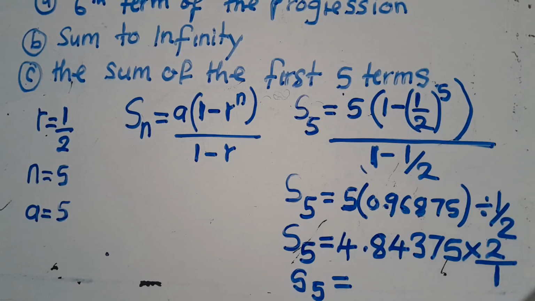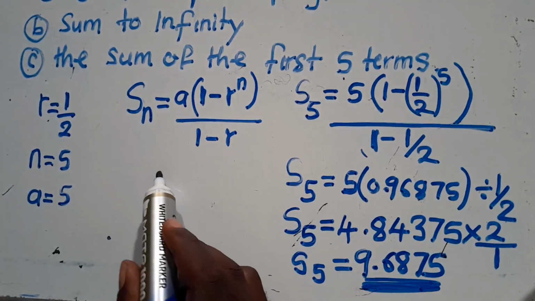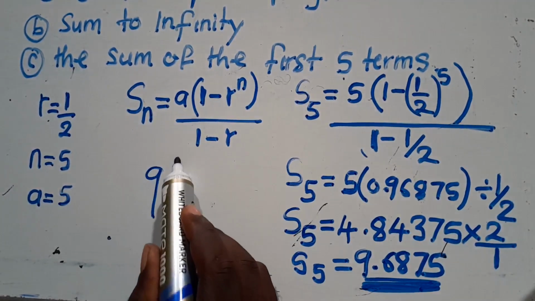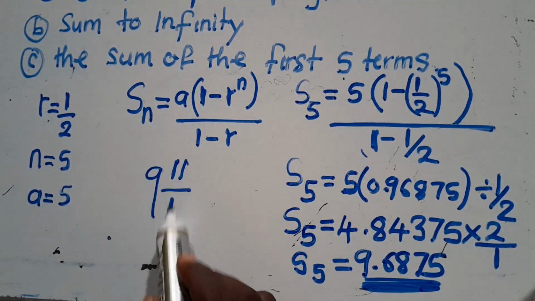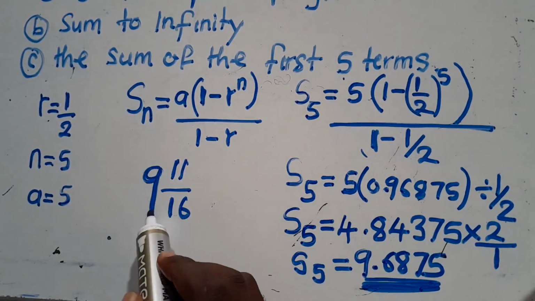I say times 2. What is my answer? My answer is 9.6875. This is the answer that I'm getting. If you were using points, you are going to get some. If you are using fractions, you are going to get something like 9 and 11/16. This is what you are going to get. So it is just one and the same thing.